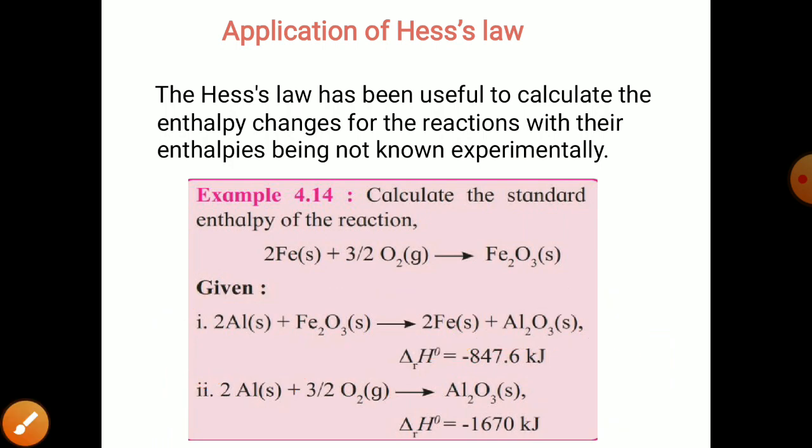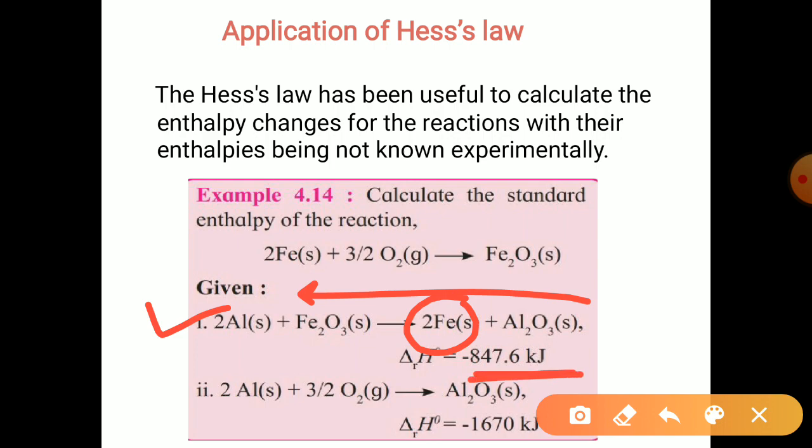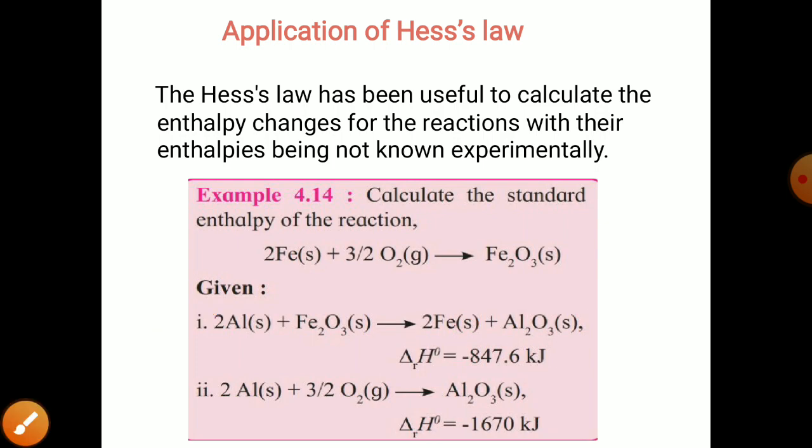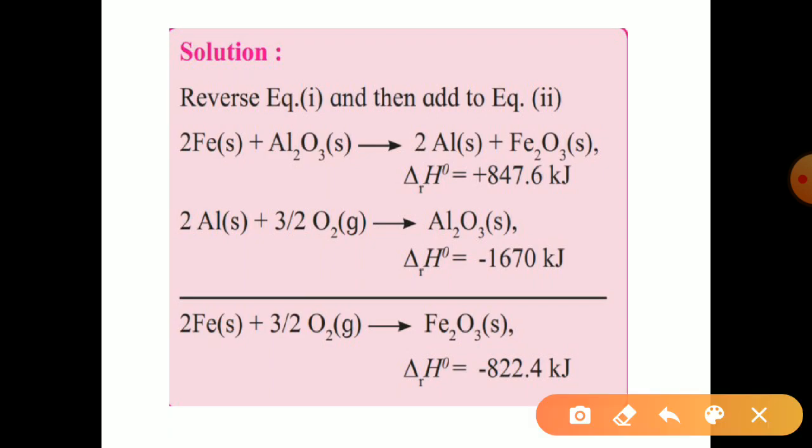What type of algebraic operations are we giving to this reaction? Pay attention to this one. Fe is on the right hand side. I am going to reverse this reaction in order to get the Fe on the left hand side. So the sign of this enthalpy changes. This is the first algebraic operation, and the second algebraic operation is not needed because on the left I need 3 by 2 O2, and from the second reaction I am getting 3 by 2 O2. So there is no need to give any algebraic operation to the second reaction, and this can be written as it is.